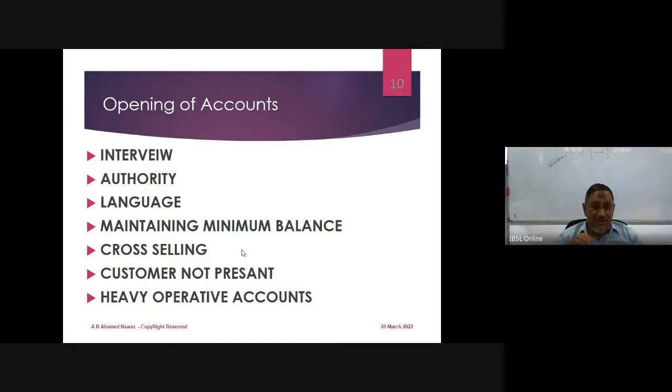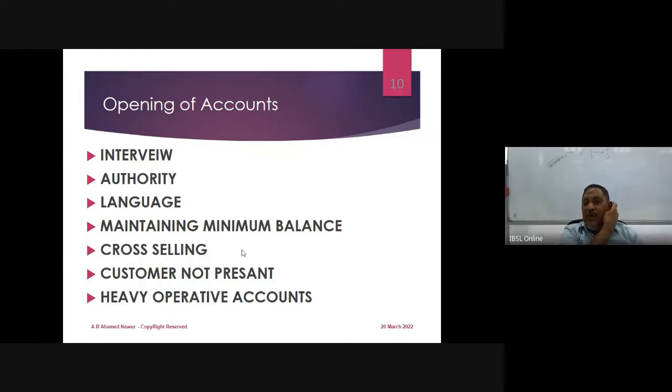And maintaining the minimum balance. Operating and maintaining an account involves certain expenses, our cost. The maintaining cost differs from branch to branch and bank to bank. We fix a minimum balance to be maintained in the account because of the cost of maintaining that account. Then comes cross-selling. When customers come to open an account, we try to sell our other products also, sometimes credit cards, children's savings accounts, certain endowment packages like that.